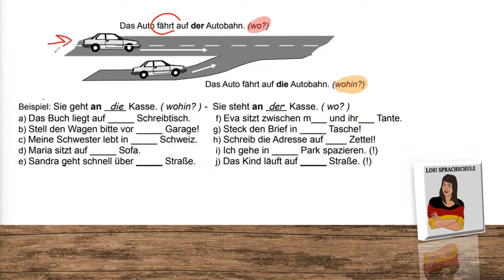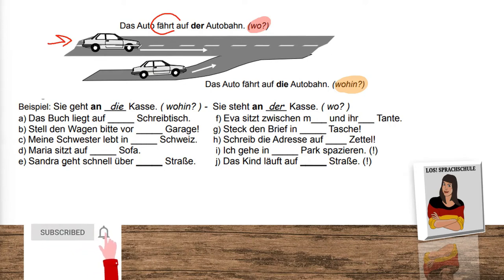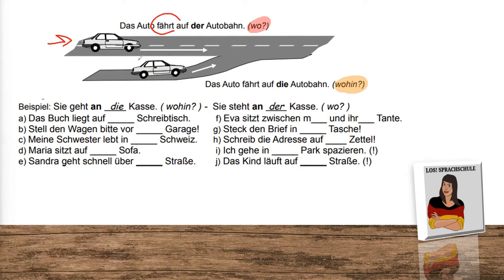As you can see in our picture here, the car is driving on the highway. Even though driving is a moving verb, a verb with a movement, not static, the meaning is different because we don't have a position change. He's at the highway and he's still at the highway. So if you want to say he's driving on the highway, das Auto fährt auf der Autobahn. The question word, wo, Dativ, you know this.